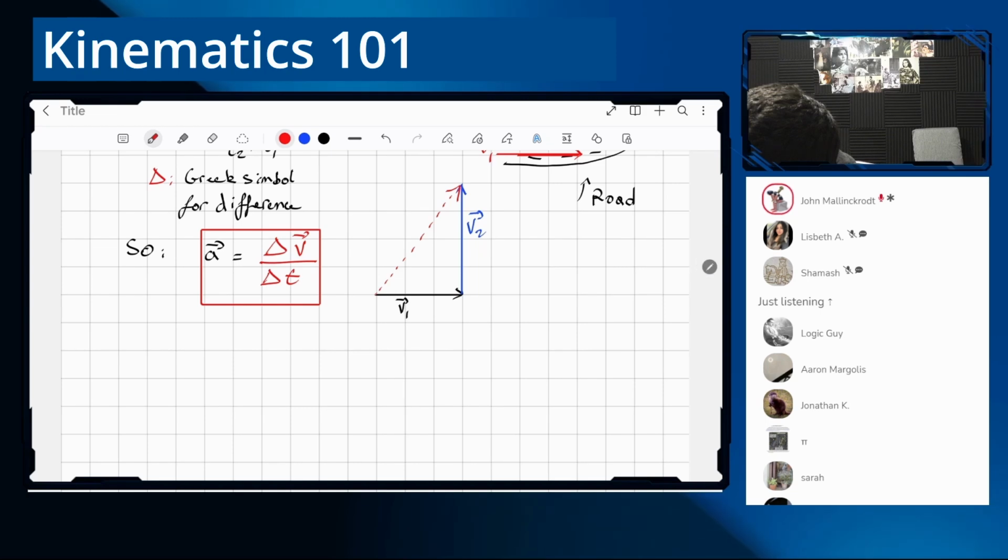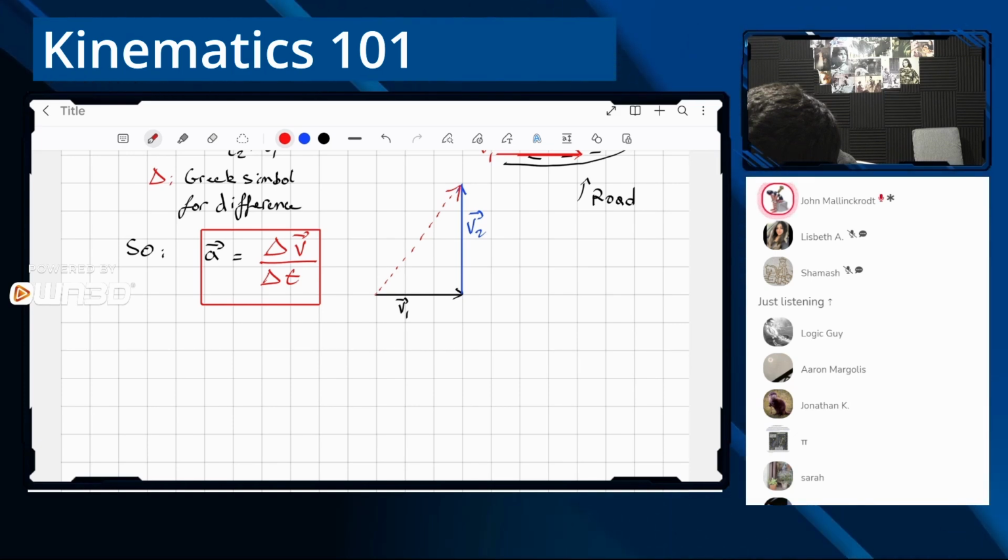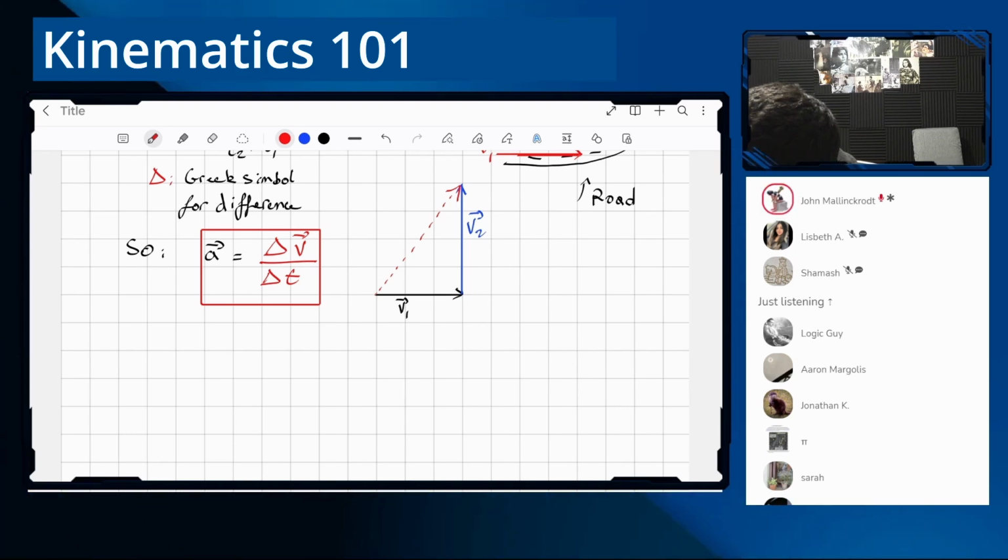I'll draw the V initial. Now I need to start at the tip of the V initial and end up at a place that represents 40 miles per hour north of my initial point. And if you do that correctly, you should draw a triangle in the following way.